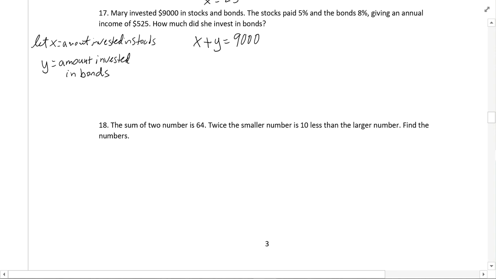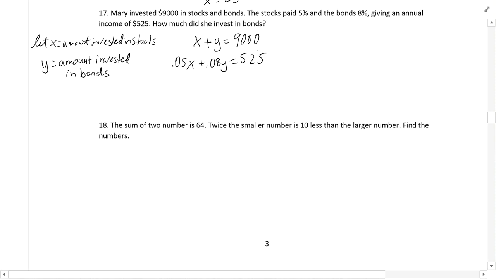Now, the second equation is the stocks paid 5% and the bonds paid 8%, giving an annual income of $525. I don't know how much she invested, but I know the stocks paid 5%. So that means 0.05x plus the bonds gave her a return of 8%, so 0.08y. And together from that, she earned interest of $525.